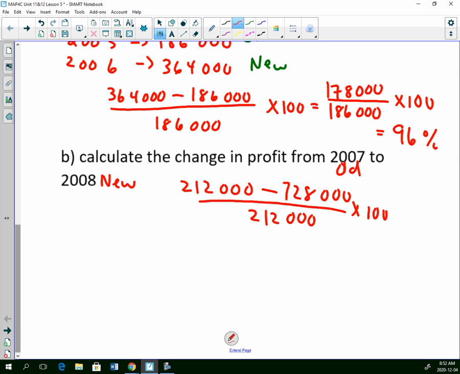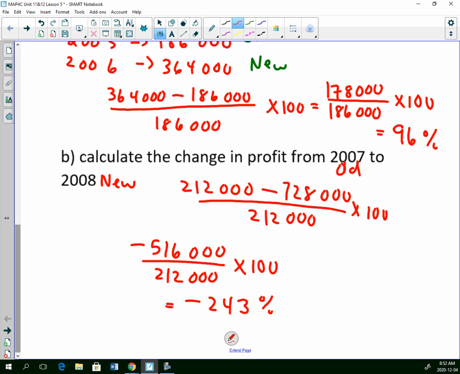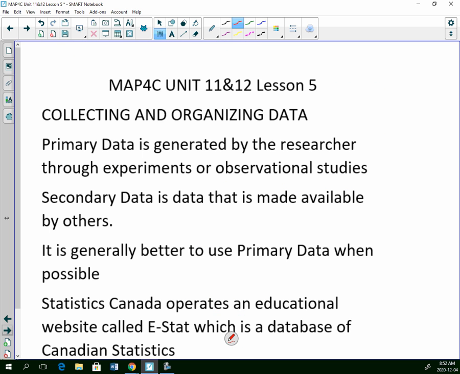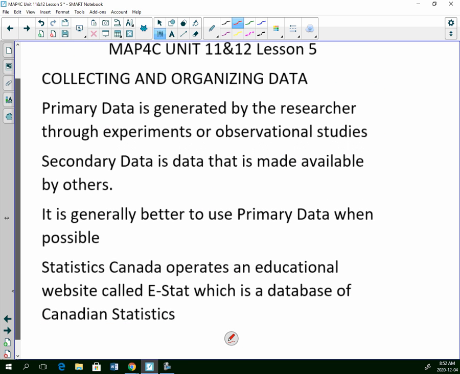So we will subtract 212 minus 728. So it's a negative value. Compare that to the original value. So we'll divide that by 728 and times 100. So it's gone down by negative 243%. Okay, so percent change is always compare the new value to the old and then divide by the old. Okay, so that was just a little bit of calculation.